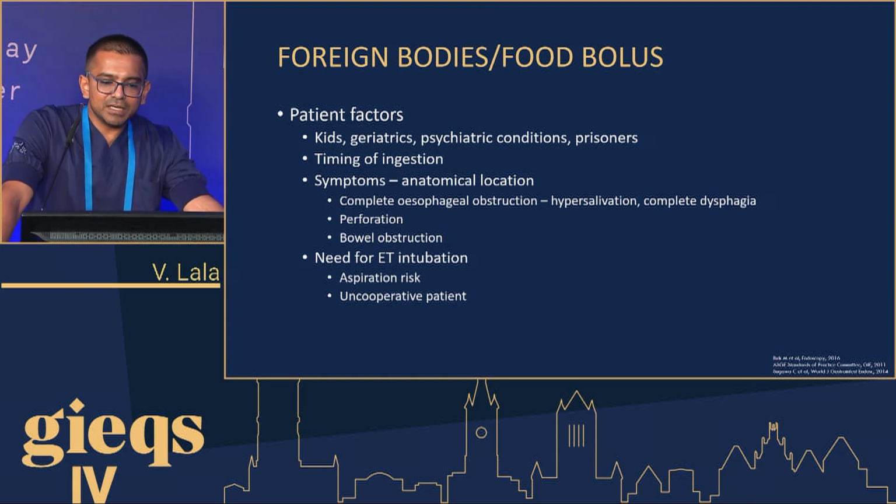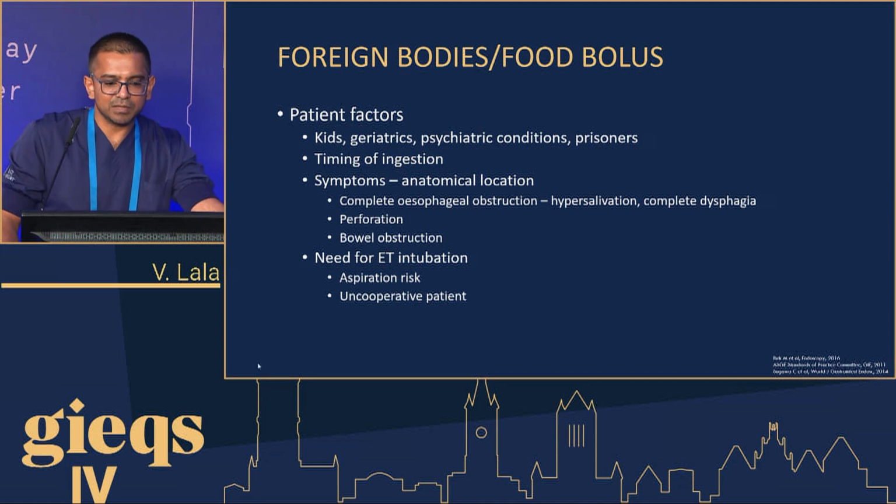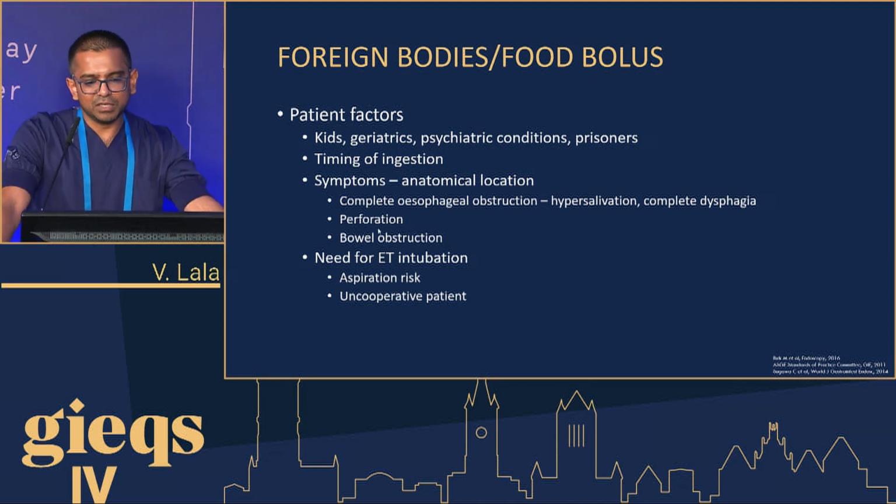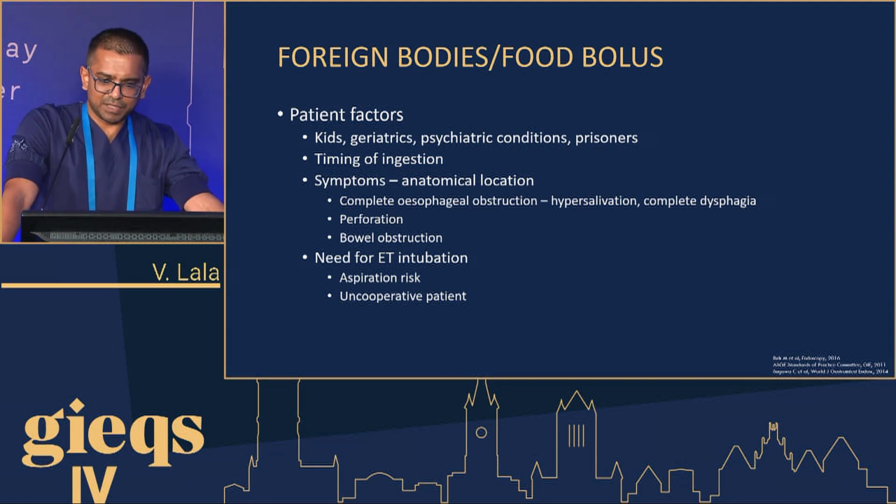Again, crucial to determine symptomatology and to relate that to certain scenarios. The first being complete esophageal obstruction. So recognize the patient with hypersalivation and complete dysphagia. Recognize the patient who's at risk of perforation, or already has a perforation. They may be pyrexial, they may be peritonitic, they may have mediastinitis, raised white cell counts and inflammatory markers. Recognize the patient who already has a bowel obstruction, because these patients might need surgery up front. And then again, assess the risk of endotracheal intubation, not only based on aspiration risk, but also how cooperative your patient is.